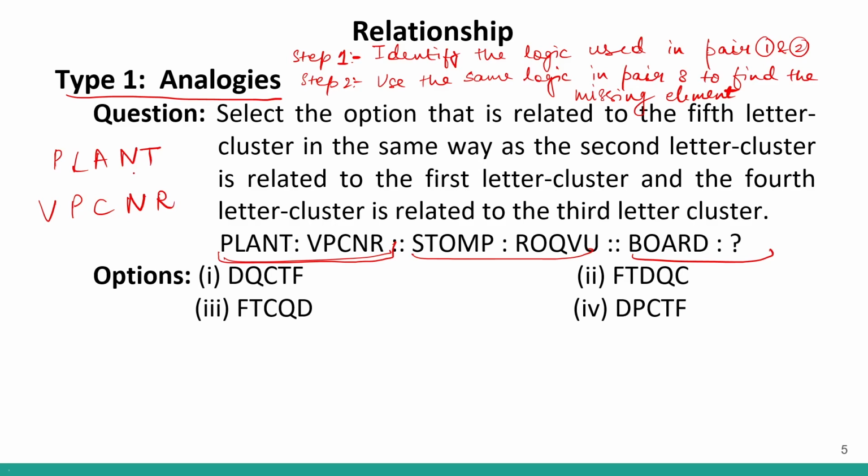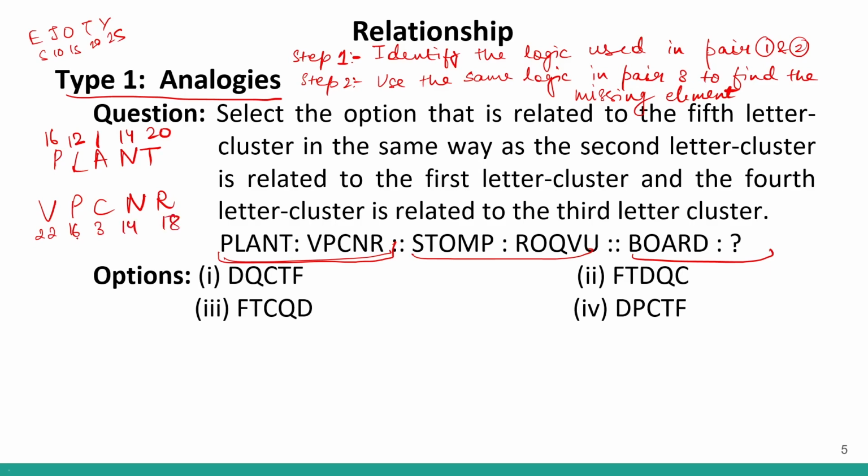First step is to give them forward ranks. P is 16, L is 12, A is 1. N is 14, T is 20. This much we all know, right? What is the shortcut to remember forward ranks? AJOT, 5, 10, 15, 20, 25. Correct? Now let us give it forward ranks. So V is 22, 16, 3, 14, 18.